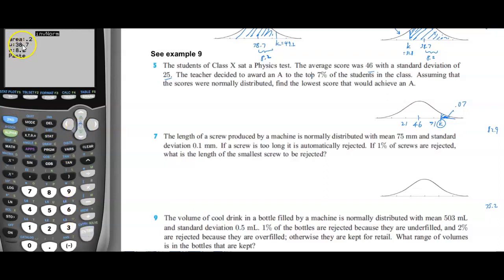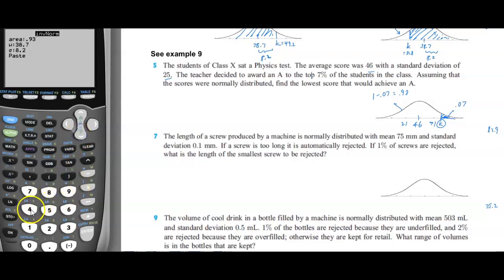And remember, with the old calculator, we need to give it the right side area. And the right side area is the white area. And the white area can be calculated by subtracting 1 minus 0.07, which will be 0.93. So the white left area is 0.93. That's what we're going to feed the old calculator. If it was the new calculator, we could just do 0.07 and specify that it's a right side area.